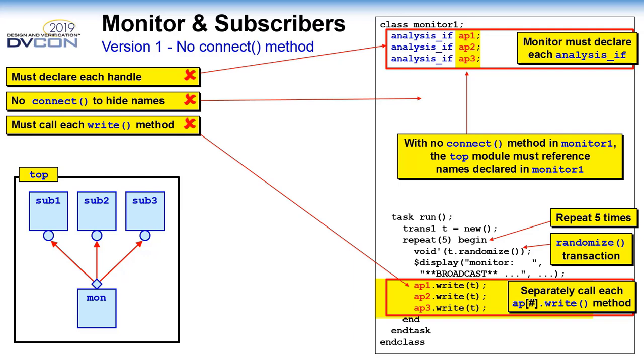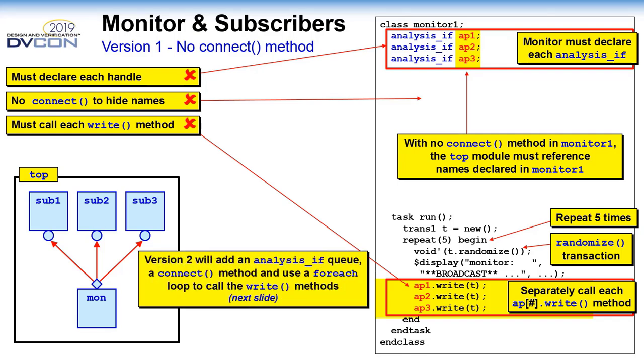That's not very good for reuse. We have no connect method to hide the internal names. We must call each write method individually. And so in version 2, we're going to fix all of these issues.